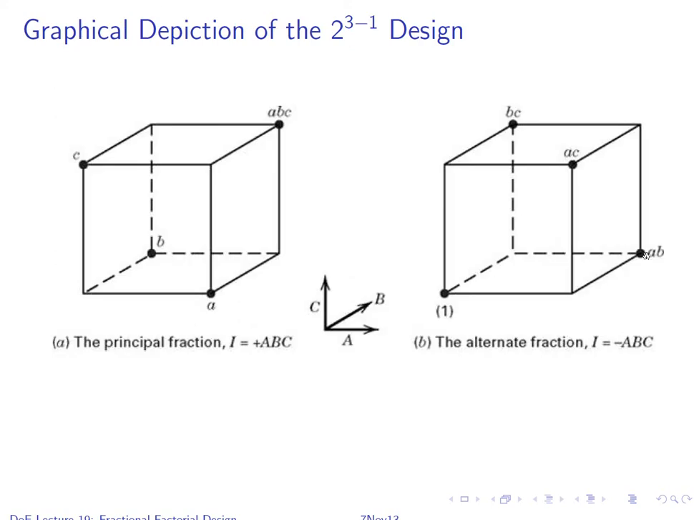That is, A is high and B is high and C is low is the one that I'm circling on the right-hand edge of the slide. So we'll refer to this as the alternate fraction. These experimental runs are mutually exclusive with the set that's on the left. Together, the 2 1/2 fractions form the full factorial design.